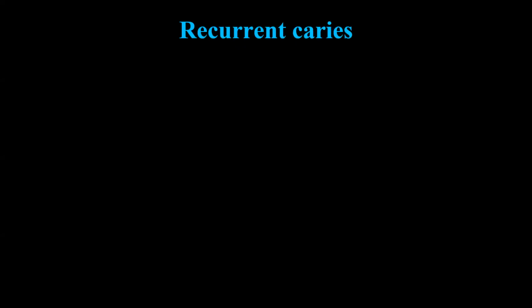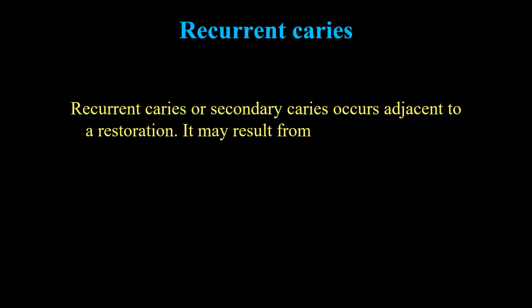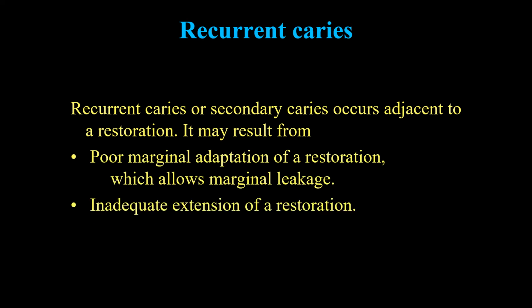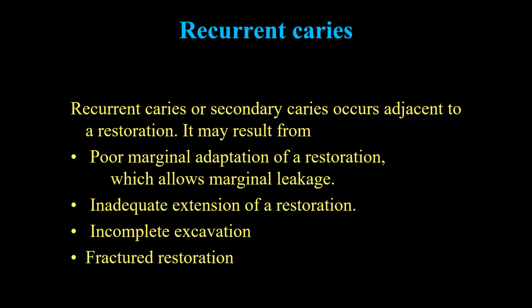That is root caries. Next is recurrent caries or secondary caries. It occurs adjacent to restorations, and this can result from poor marginal adaptation of a restoration, which leads to marginal leakage, leading on to initiation of caries process beneath the restoration. It can also begin due to inadequate extension of the restoration, incomplete excavation of the previous caries before restoration, and also can be initiated due to a fractured restoration, where again there is leakage happening.